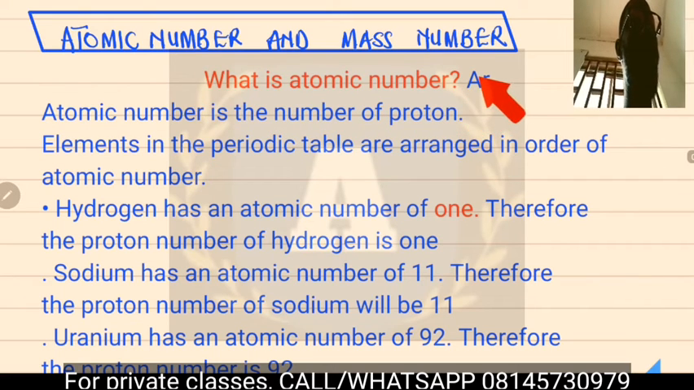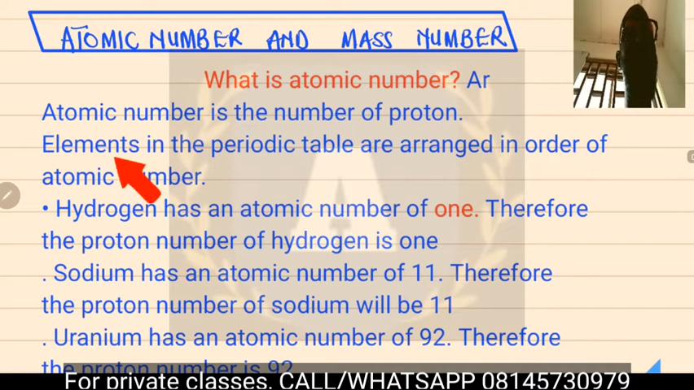It has the symbol Z. So atomic number is the number of protons. Like we all know, the nucleus of an atom has protons and neutrons, and the atom entirely has protons, neutrons, and electrons. So the number of protons is known as the atomic number. As simple as that.